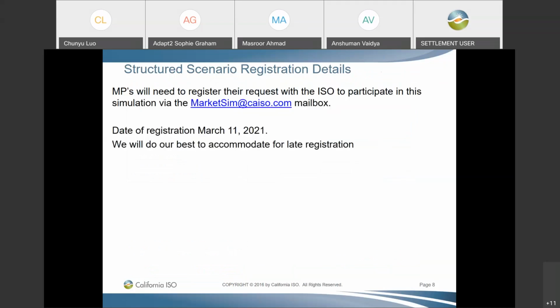So the registration last date is March 11th. But we will do our best to accommodate for late registration if you send us the registration after today. I would also like to mention, if you're sending us a registration email, please send us the resources that you want to participate with in the market simulation. That helps us make sure that they are registered correctly in the Mapstage environment, and we won't see any problems while doing the scenarios. Any questions regarding the registration details?